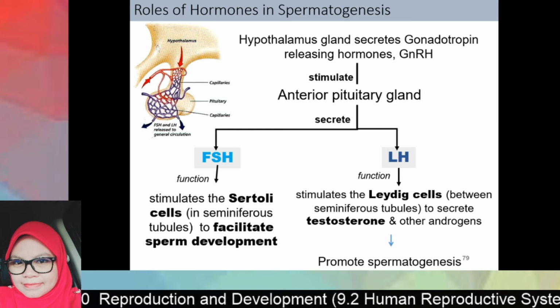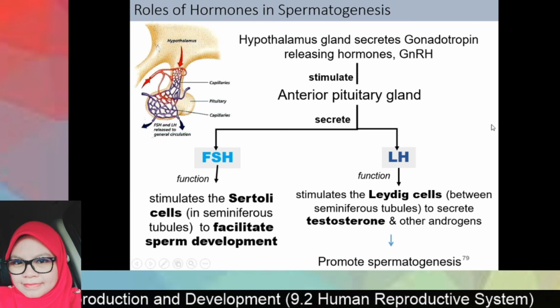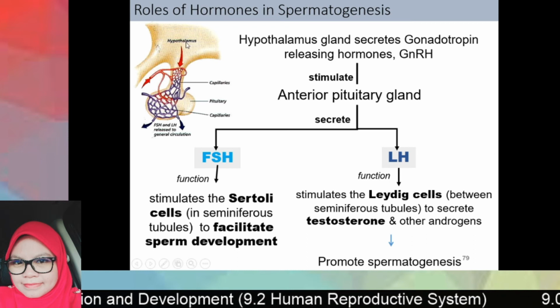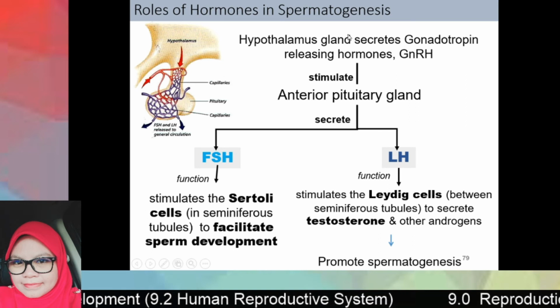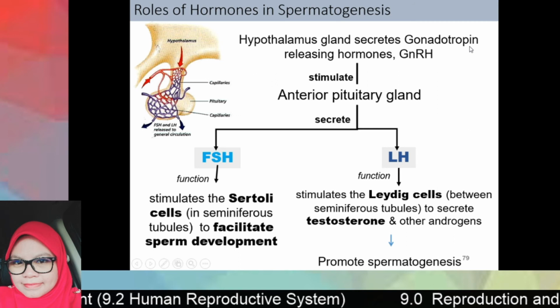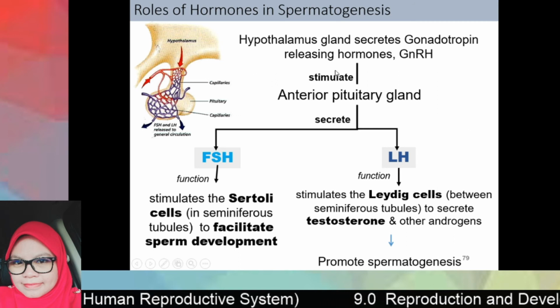Okay, let's start. Okay, this is the basic thing. Okay, hypothalamus. Where is the hypothalamus? In our brain. It will secrete a hormone called gonadotropin releasing hormone.